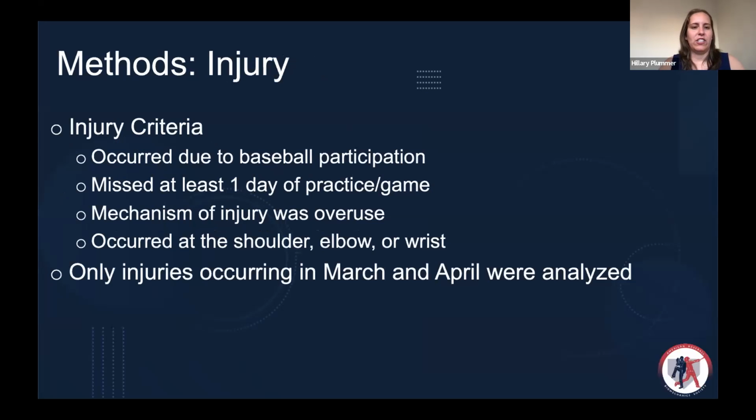And for our classifications of injury, injury had to occur due to baseball participation. The players had to miss at least 1 day of practice or game. The mechanism of injury was overuse, so no contact injuries were included in this data set. And the injuries had to occur at the shoulder, elbow, or wrist.